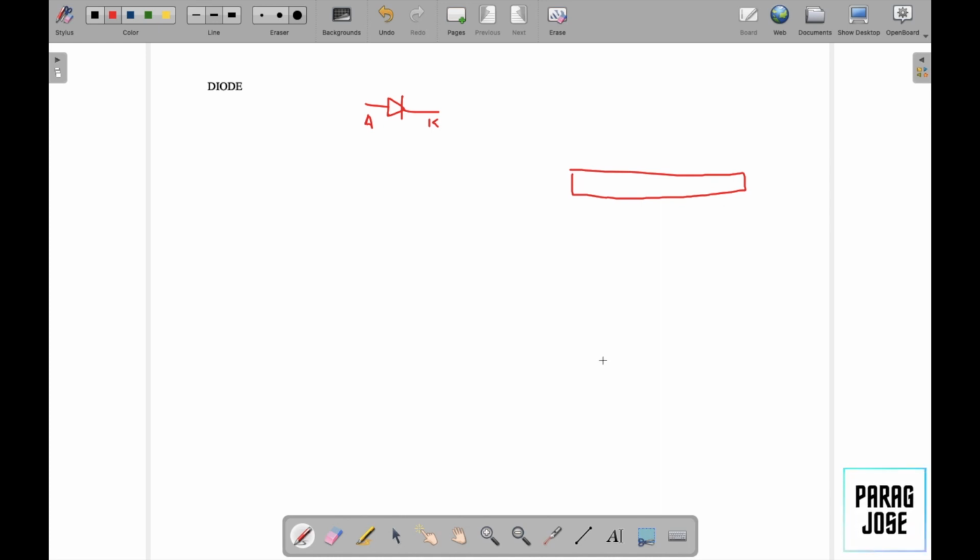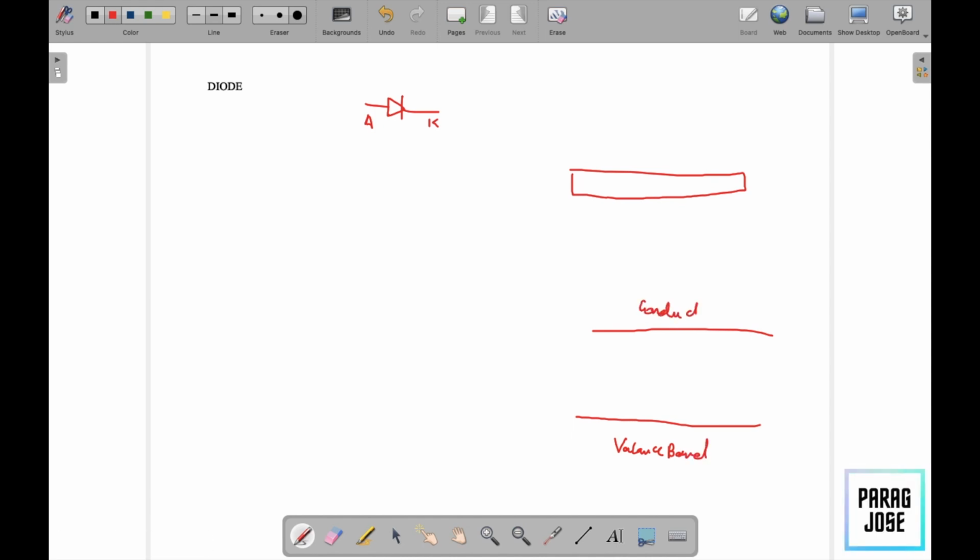Now, what is this conduction? When you talk about conduction in electrical systems, we talk about energy bands or energy gaps. We know that the electrons will be divided based on the energy level into two areas. One is known as the valence band, where we have the electrons represented, and then we have the conduction band. Now what do we mean by valence band and conduction band?